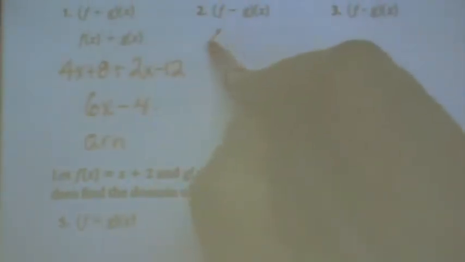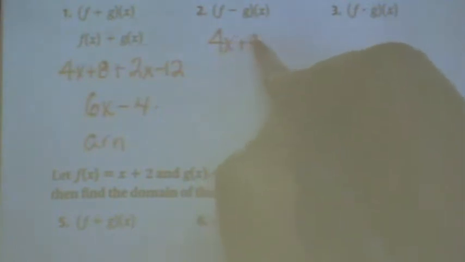Number 2, if you subtract f and g, so if we take 4x plus 8, and we're going to subtract 2x minus 12, you have to make sure you distribute the negative, and you should get 2x plus 20. And all real numbers is your domain.